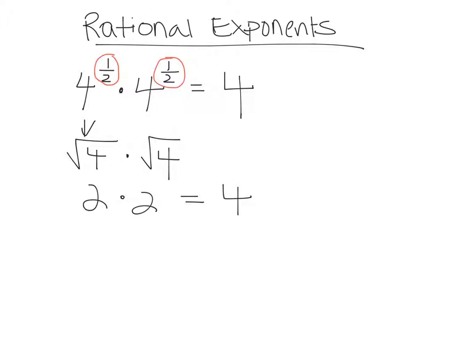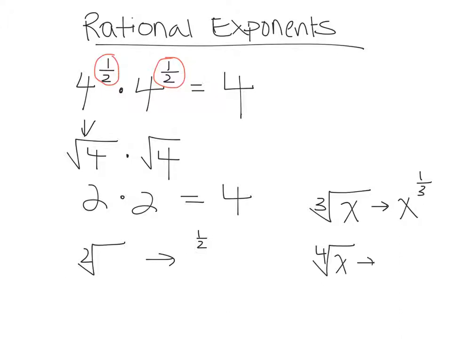So it turns out roots and rational exponents are the same operation. So if we have a square root, we can also write that as a half exponent. Or if we had something like the cubed root of x, another way to write that is x to the power of 1 over 3. Or if we had the fourth root of x, another way to write that is x to the power of 1 over 4.